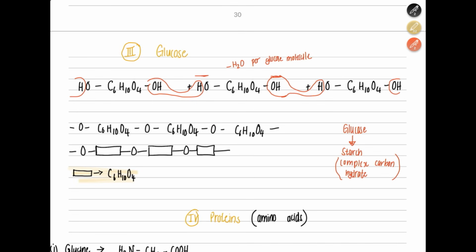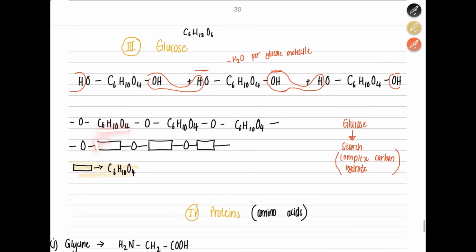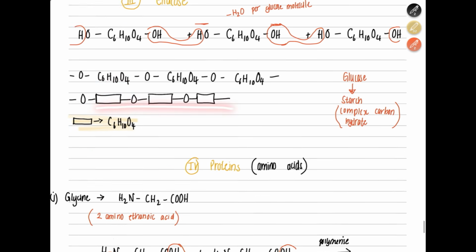Okay, now we have glucose. Remember, the formula for glucose is C6H12O6. So here you'll write C6H10O4. The 2 oxygen and 2 hydrogen are mentioned on the side. So you will put multiple glucose molecules, and 1 water molecule is removed per glucose molecule. So you're going to remove H and then OH, and then H, OH, okay? So this is the link that you will get. You will have O in between, right? You can represent C6H10O4 as this block and show it as a key. So this is your starch.